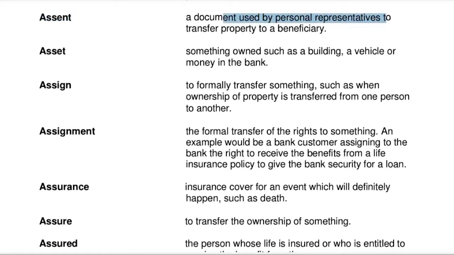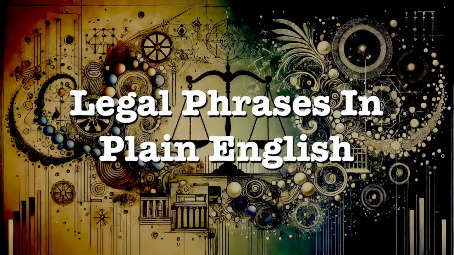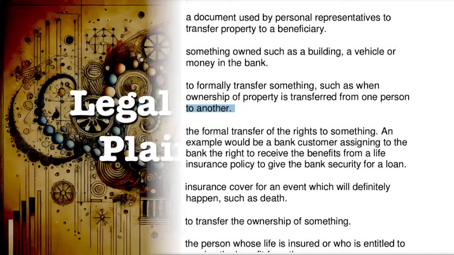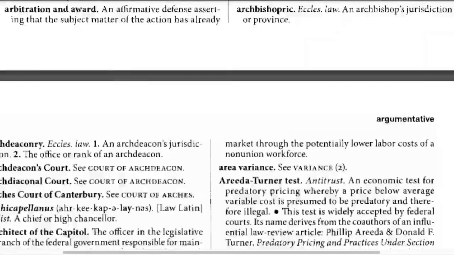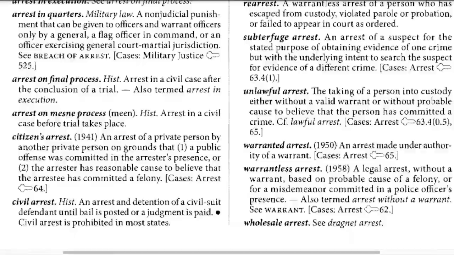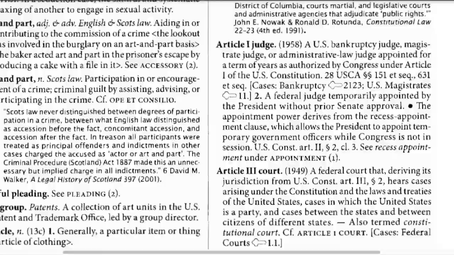Assent, a document used by personal representatives to transfer property to a beneficiary. Asset, something owned, such as a building, a vehicle, or money in the bank. Assign. Here's another little problem here. Assign, to formally transfer something, such as when ownership of property is transferred from one person to another. But assignment and transfer are two different words. Once again, we're going to have to consult Black's, because we have assign and transfer. Let's look at the difference here. We're close enough to assign to find it. Because I have a feeling that some of these British definitions aren't applicable in American law. Let's look here.